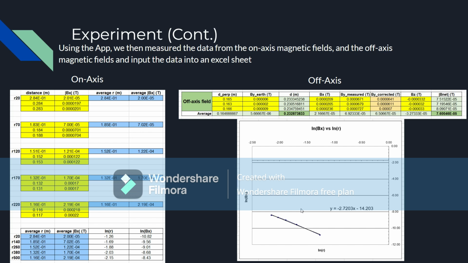Experiment continued. Using the app, we then measured the data from the on-axis magnetic fields and the off-axis magnetic fields and input the data into an Excel sheet we were given. On the left, we have the on-axis data, and on the right, we have the off-axis data, including the graph.